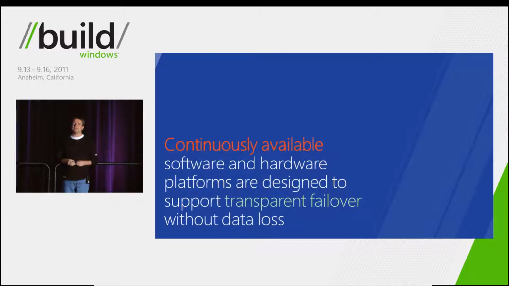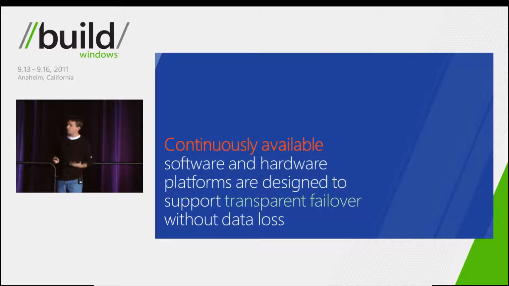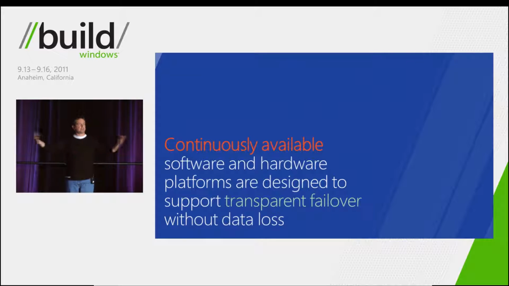Now, I've thrown out the term continuous availability a couple of times, and throughout the tracks about continuous availability, this is specifically what we're talking about: getting software and hardware working together to provide transparent failover without data loss. So we're going to talk about what we, Microsoft, have been doing in the software and where, hopefully, you, the partners, can help on the hardware side to really achieve this vision.